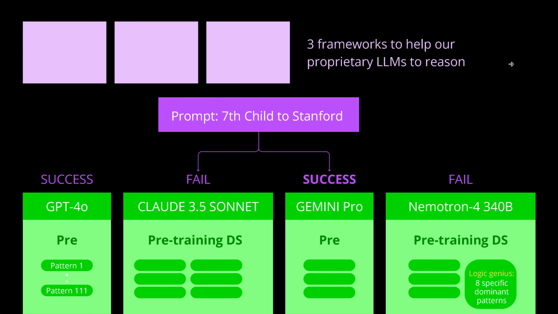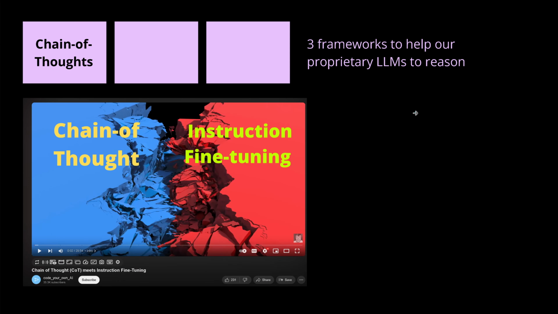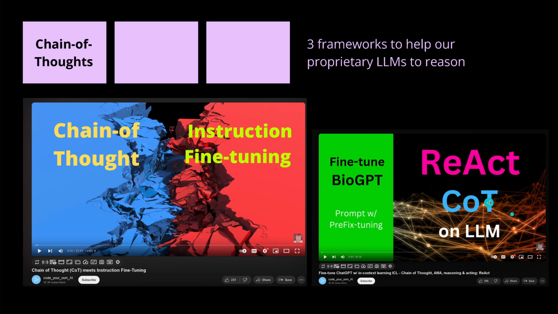In my last video we stopped here and I showed you our new framework to help our proprietary LLMs like GPT-4 Omni and Gemini to reason. Now, I told you we have three frameworks and you know those frameworks. The first is chain of thought. I have a video where I show you the connection to instruction fine-tuning, or chain of thought with a ReAct model.